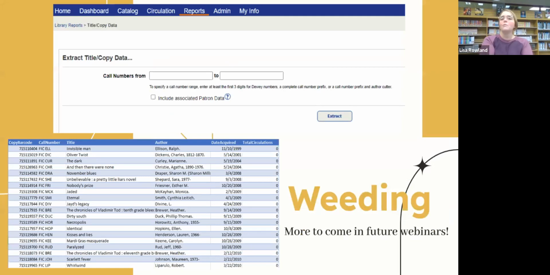So I just thought I would share one of the useful reports that I found with Tidal Wave, which is with Destiny, which is the title copy data. If you download the Excel, then you can just start sorting data, and that can take as much or as little time as you want it to, but it does give you kind of a quick and easy weeding list.